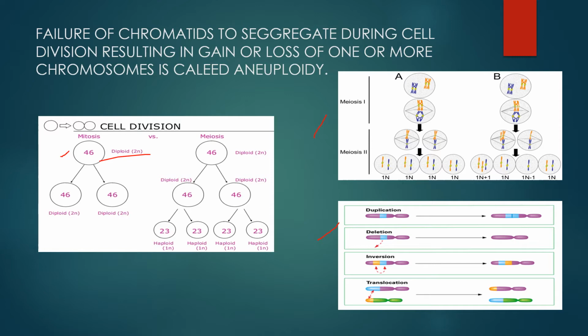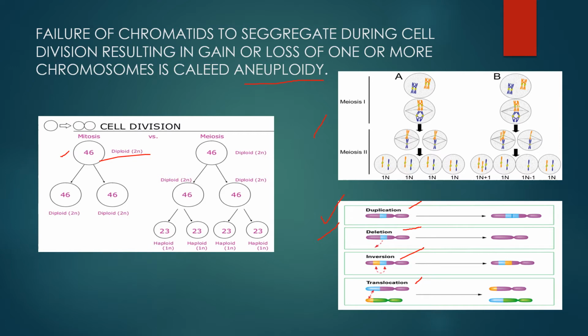Failure of chromatids to segregate during cell division, resulting in gain or loss of one or more chromosomes, is called aneuploidy. So let me explain this. There can be an error either in the number or in the structure. First let's deal with how an error in the structure of a chromosome happens. It can happen due to duplication, deletion, inversion or translocation.